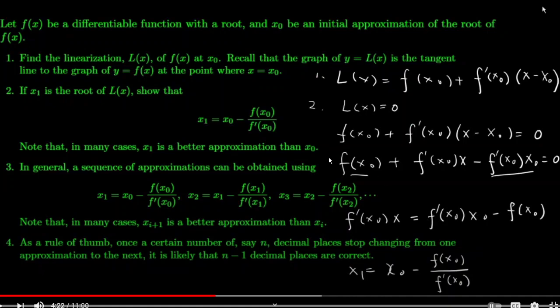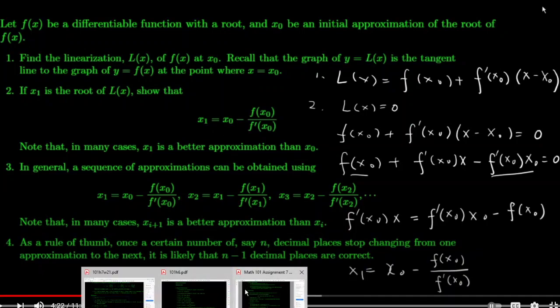Now let's recall x0 is the initial estimate, and I will show you very shortly that using that formula, you can get x1. In general, x1 is closer to the actual root than x0. I'm trying to say x1 is in general a better approximation. I will show you the meaning.